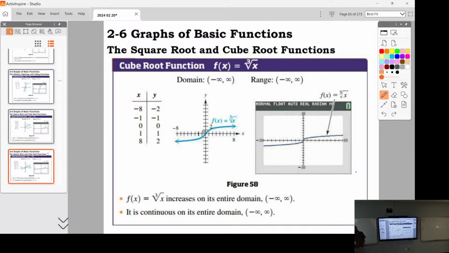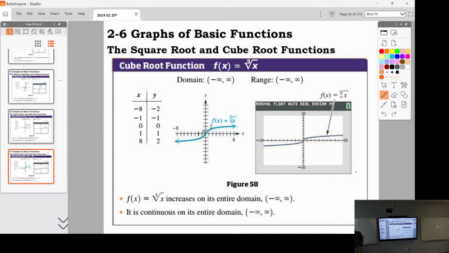This function, just like the cube function, is always increasing. So it's increasing from negative infinity to infinity. And again, it's continuous for all x. The cube root function.